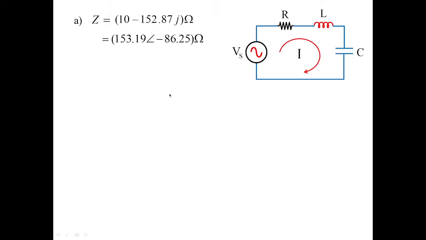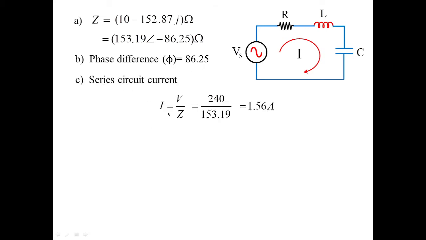Once we obtain the value of impedance in polar form, I can easily obtain the phase difference, which is nothing but 86.25 degrees. The phase difference is the angle by which the voltage and current lead or lag each other. So calculate the series circuit current, which is I equal to V by Z. V is 240, given in the problem, and Z is obtained to be 153.19 in magnitude. So the value of current is 1.56 amperes. Once we obtain the current, we can calculate the power factor, which is equal to cos phi, where phi is the phase difference, 86.25 degrees. This is equal to 0.065. So this is the value of power factor.